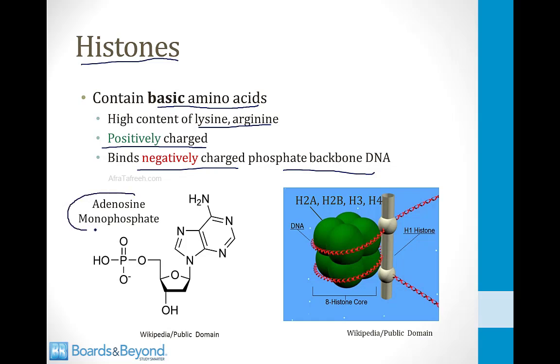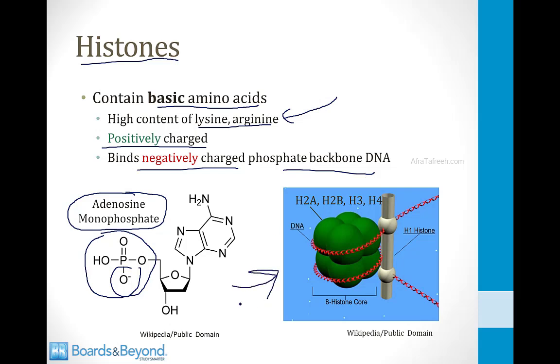This is the structure of adenosine monophosphate on the screen here. It's one of the nucleotide building blocks of DNA. And just like all nucleotides, it has a phosphate moiety attached, which has a negative charge. This can easily bind to the positively charged amino acids of lysine and arginine. And this makes these amino acids very useful when the DNA is trying to wrap around histones, as I've shown in this picture here.